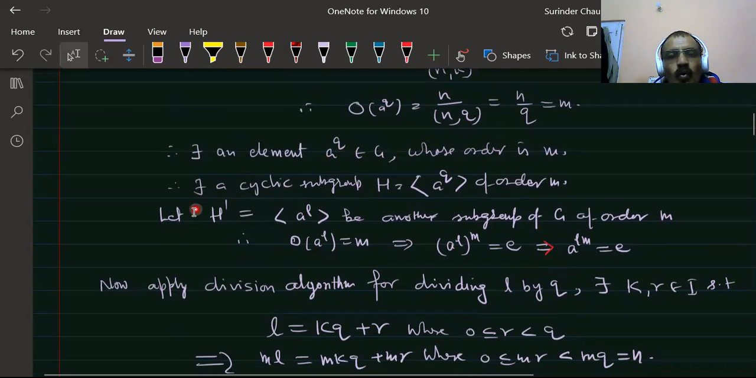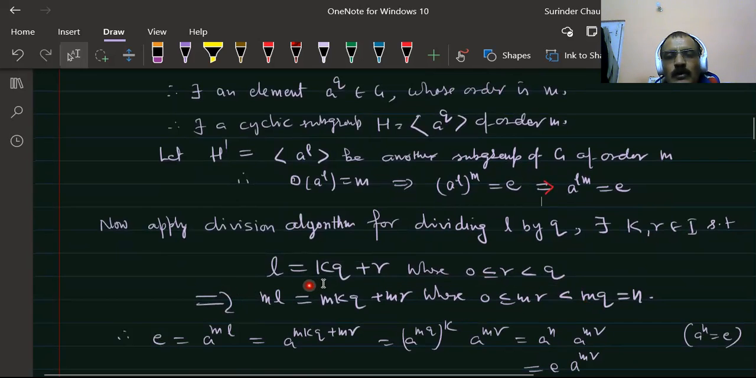Now applying the division algorithm for dividing L by Q. Q generates H with this power, so this number L will be greater than Q. So we divide L by Q. If we divide L by Q, there exist K and R such that L is equal to KQ plus R, where R is such that 0 is less than R is less than Q.